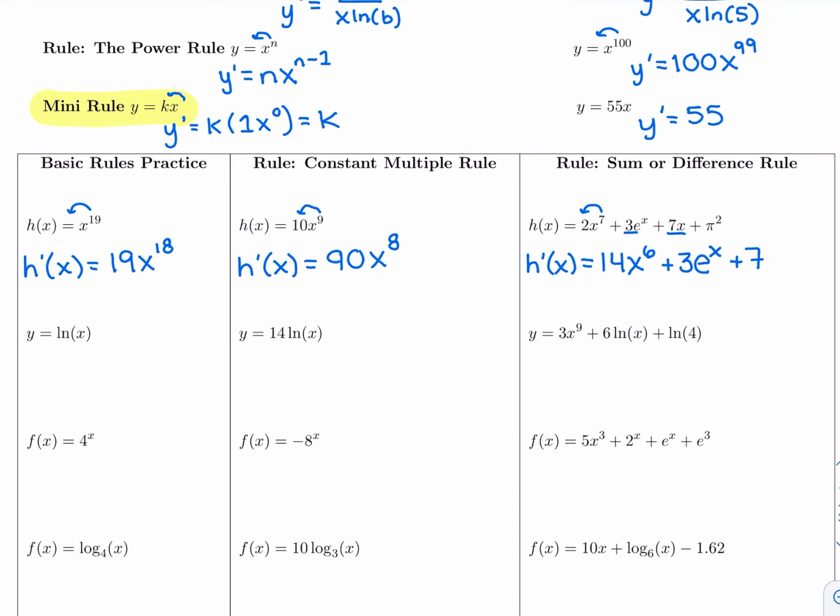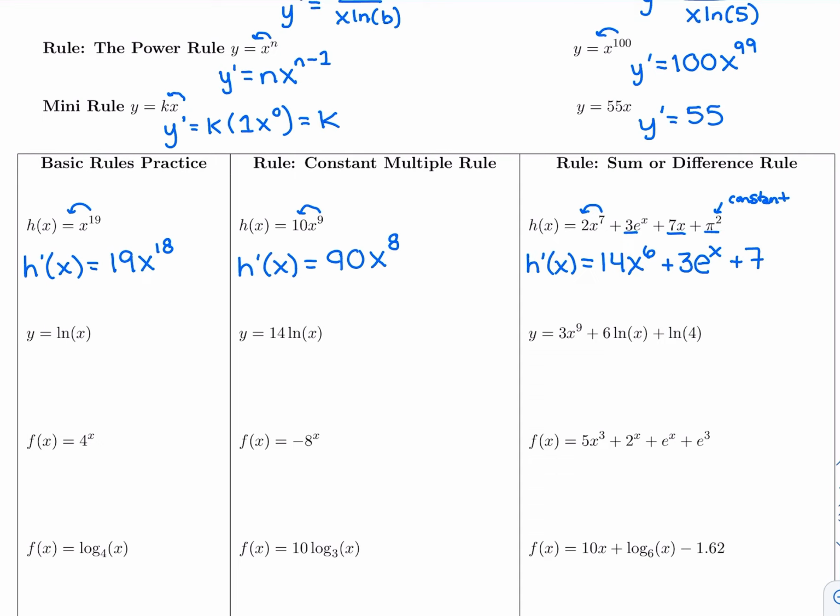Our last term, derivative of pi squared. Pi squared is a constant. Its derivative is 0. If it helps, you can label it for yourself. There's not going to be a derivative of that last term because the constant has a derivative of 0.